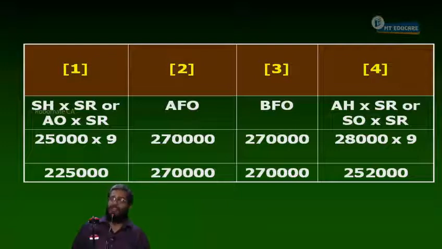What is capacity variance? 4 minus 3. 2,52,000 minus 2,70,000. What is capacity variance? 18,000 adverse. Efficiency variance is 1 minus 4. What is 1 minus 4?